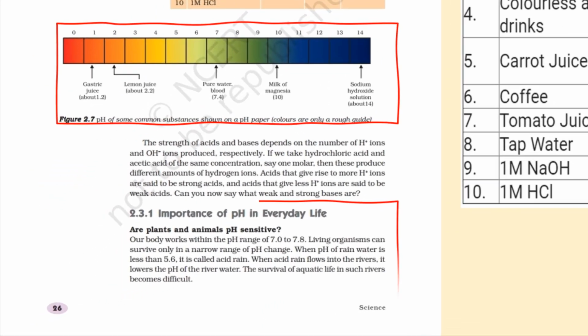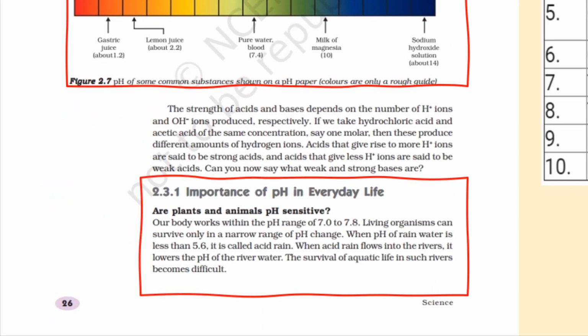Now, there is a great importance of pH in our everyday life. Are plants and animals pH sensitive? Exactly, they are. Our body works within a range of 7 to 7.8, and living organisms can survive only a very small range of pH change.